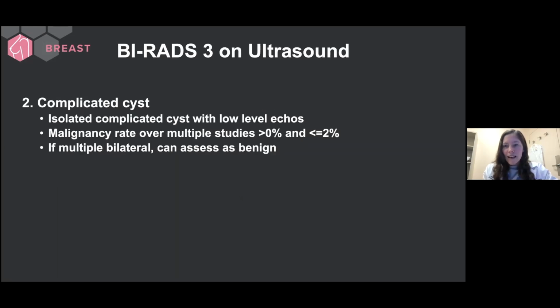Our second indication for a BI-RADS 3 on ultrasound is a complicated cyst. These should be isolated, complicated cysts with low-level echoes. There's multiple studies showing that these have a low rate of malignancy, greater than 0%, but still less than or equal to 2%. And just like with the solid masses, if there are multiple bilateral complicated cysts, we can assess those as benign. Like we showed in one example, sometimes these will resolve at the 6-month follow-up. And then, of course, if we don't see the finding anymore, then we no longer need to continue following it.